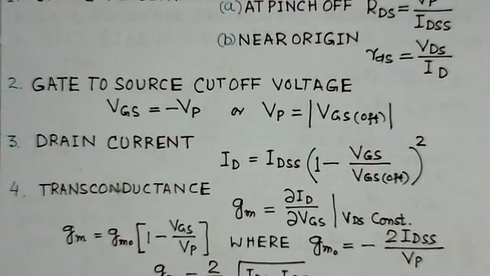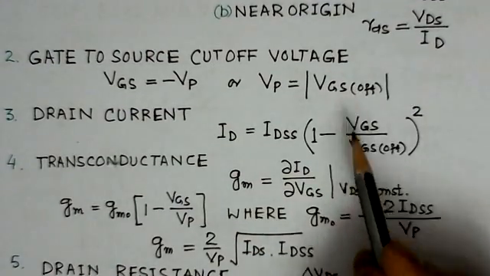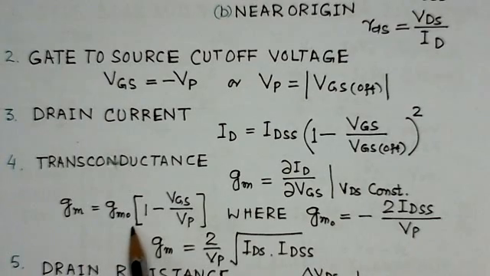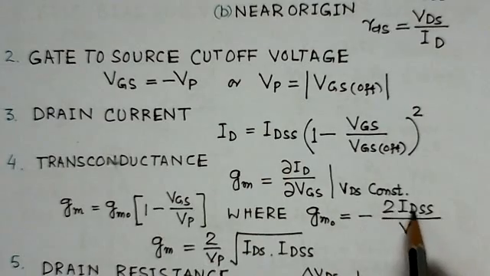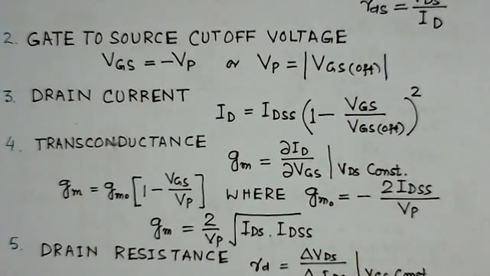Now transconductance GM is defined as delta ID over delta VGS for VDS equal to constant. Taking from the above relation, you can find GM is GM0 times 1 minus VGS over VP, where GM0 is defined by minus twice IDSS over VP. This GM could also be written as 2 over VP in terms of drain current and the IDSS value at the 0 value of the VGS.